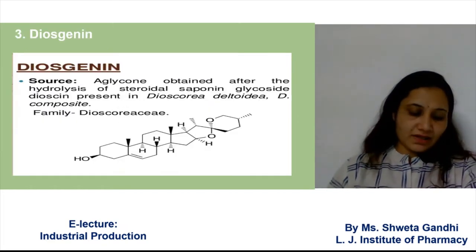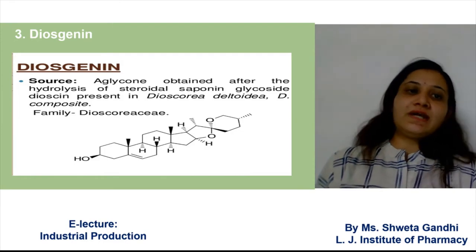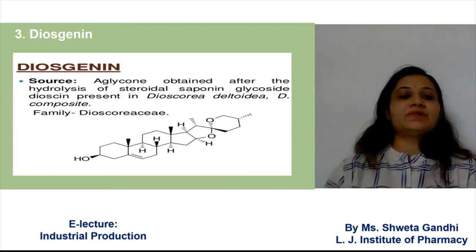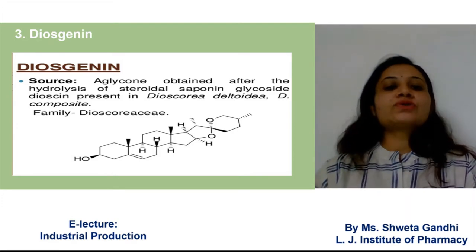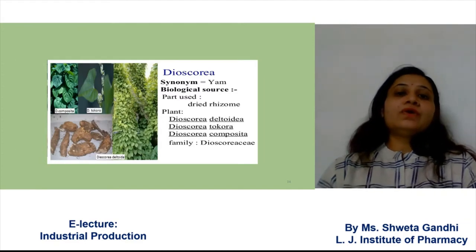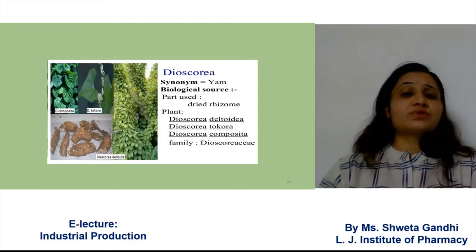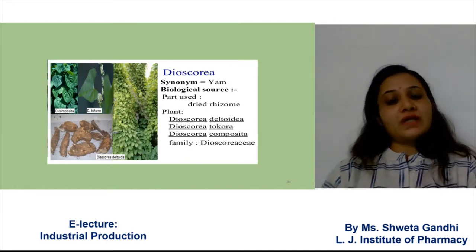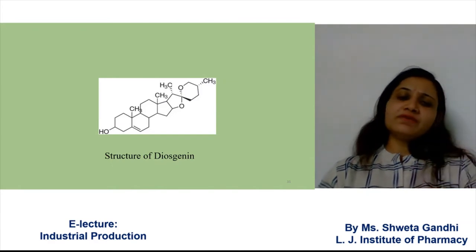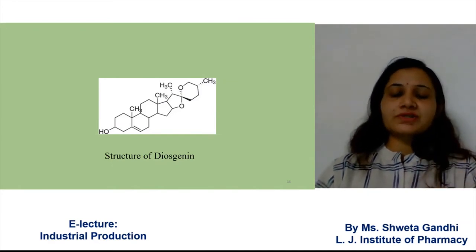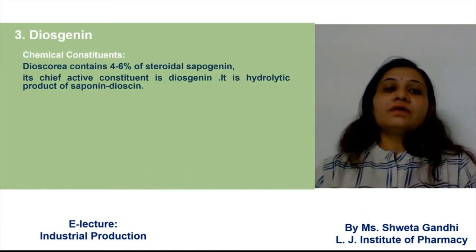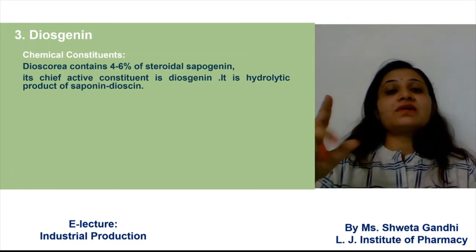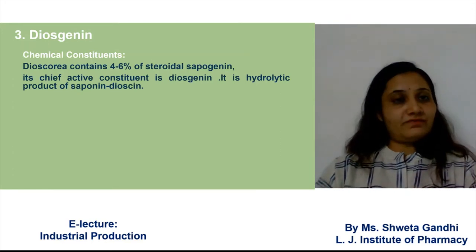In the same way, another drug which we are using is diosgenin. It is an aglycone obtained from the hydrolysis of steroidal saponin glycoside. The family is Dioscoreaceae. There are different sources of Dioscorea, such as Dioscorea deltoidea and Dioscorea composita. You need to remember any one source, the major one. The structure is the most important to draw. If you cannot draw the proper structure, you can draw at least the structural skeleton of that phytoconstituent.